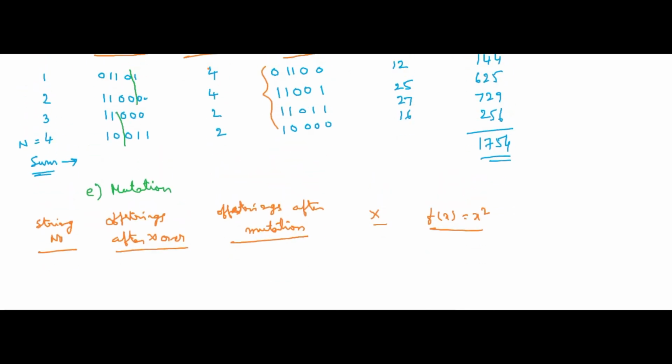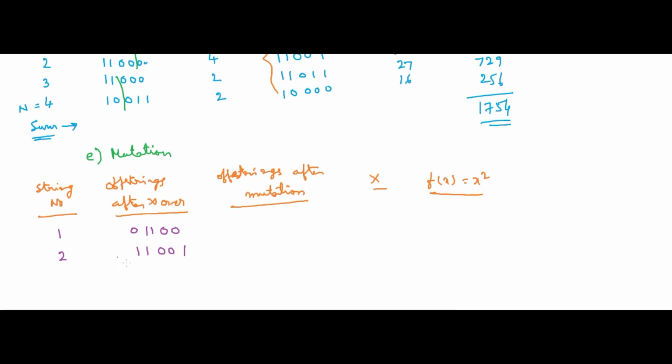So let me take those values 0 1 1 0 0. So string number 1 is 0 1 1 0 0 and string number 2 is 1 1 0 0 1 and string 3 is 1 1 0 1 1 and string 4 is 1 0 0 0 0. That's all. Now what will happen? So we can do mutation randomly. So I can say this is maximum value here.